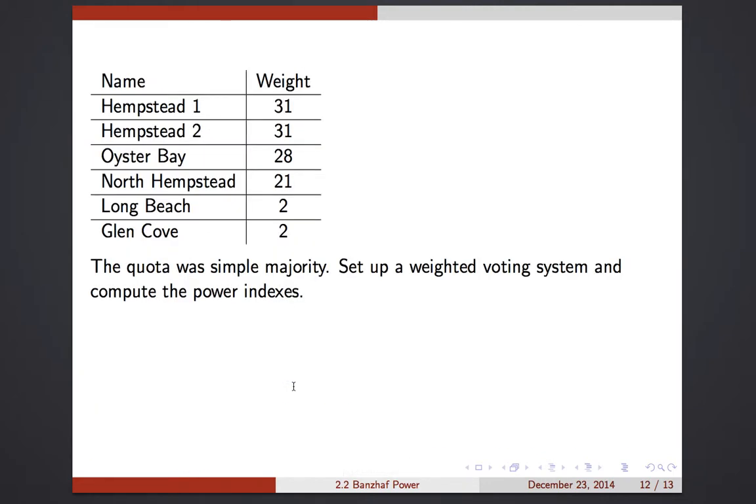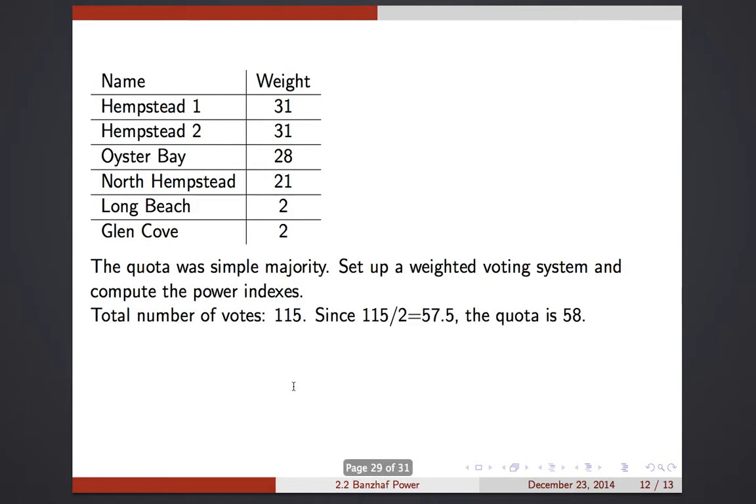So, in the 1960s, the quota was just a simple majority. So let's set up a weighted voting system, and then let's compute the power indices. If you want to know the quota, which is something you would have to know to set up a weighted voting system, you need to know what the simple majority is.